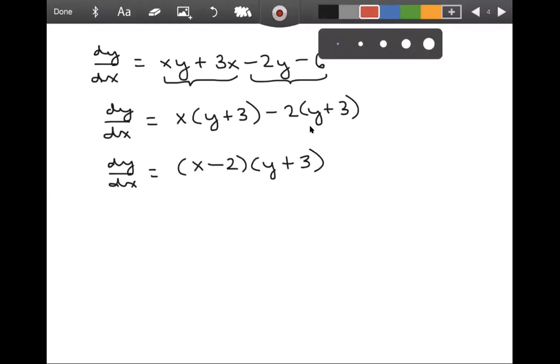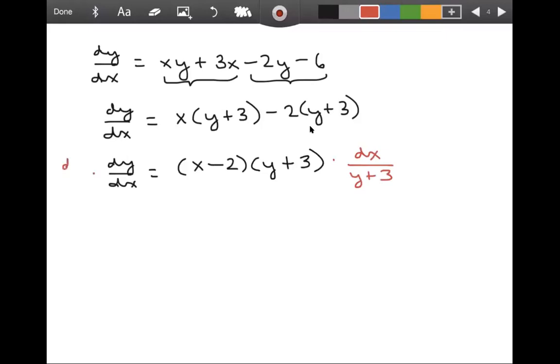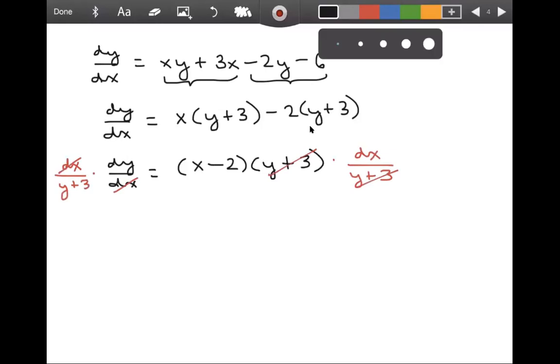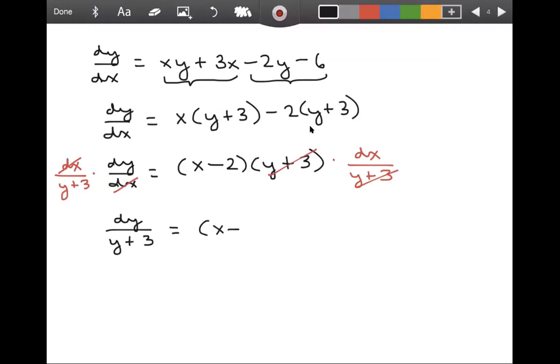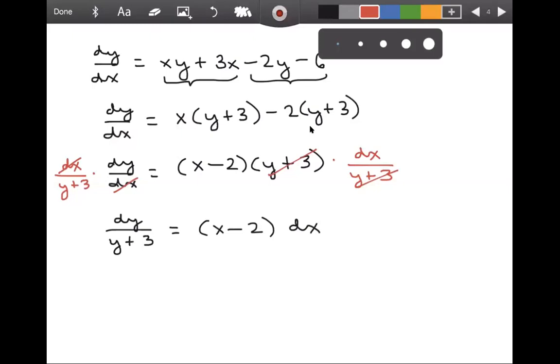I am going to multiply both sides by dx over y plus 3. So dx's will drop out on this side, y plus 3 will drop out on that side. And that'll leave me with dy over y plus 3 equals x minus 2 dx. All right, so we got all our y's on one side, all our x's on the other side. We are ready to integrate both sides.